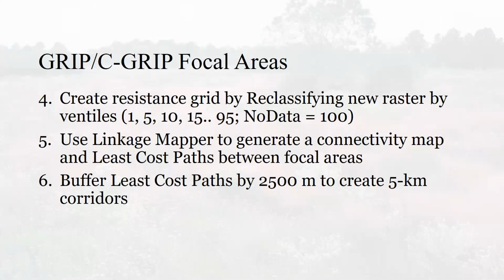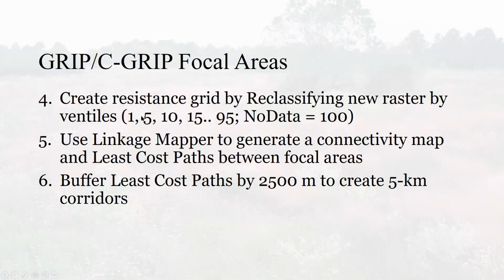So next, we created corridors between the focal areas using Linkage Mapper again. Because we're working at a much larger spatial scale here, to generate our resistance grid, we reclassified the management rankings raster into groups of 20 instead of 5. So that's what we're explaining here with the ventiles.